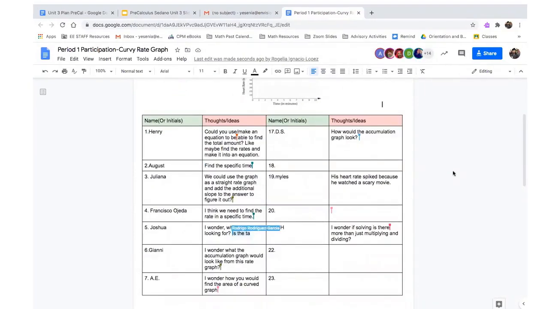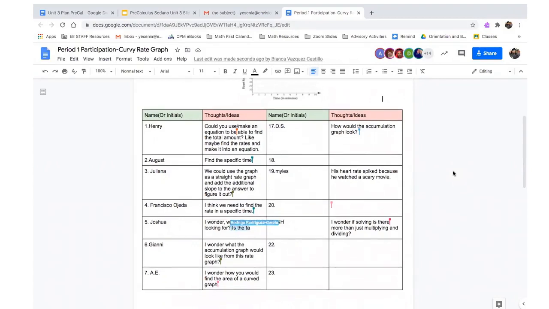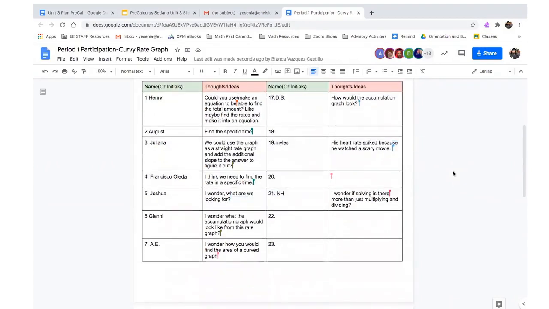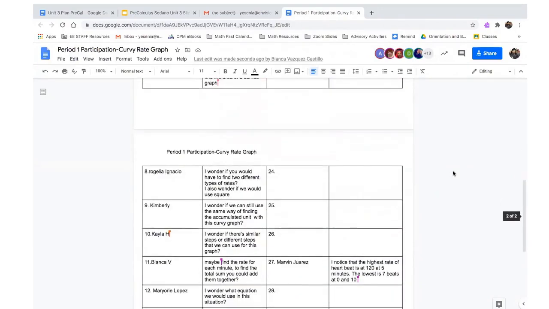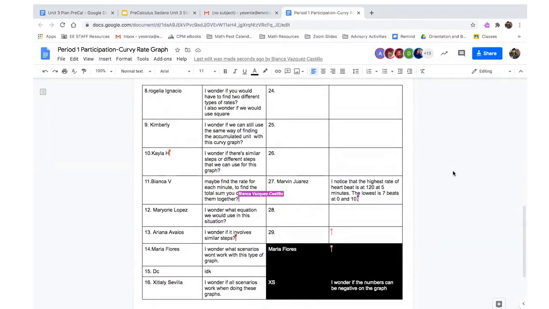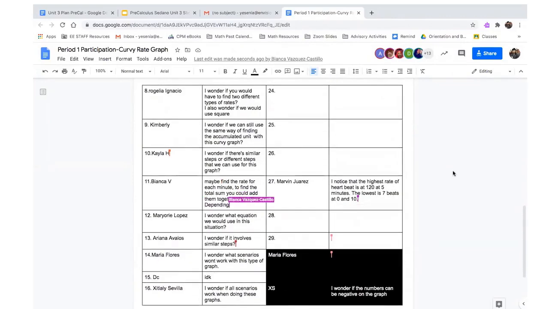Question: how would the accumulation graph look, right? How would it? All right, heart rate spiked because he watched a scary movie. Maybe during yoga class, they might have watched a scary movie. I wonder if there's more than just multiplying and dividing. Right, yeah, because this is curvy. So how are we going to multiply and divide like we did in our big idea? See if there's more down here. I wonder if you have to find two different rates. So a lot of good wonders here.